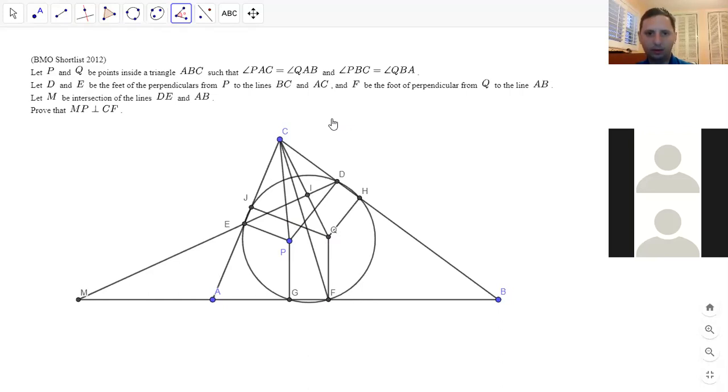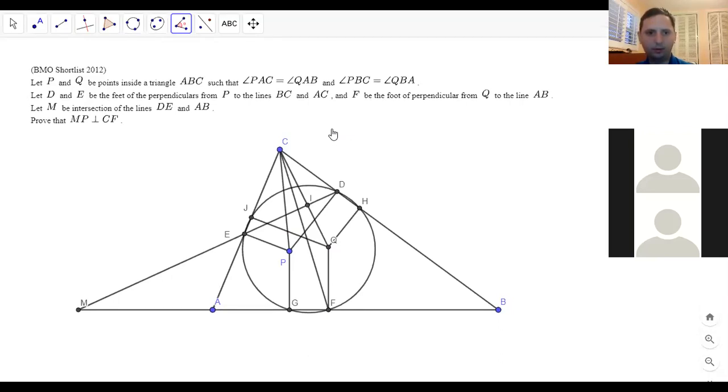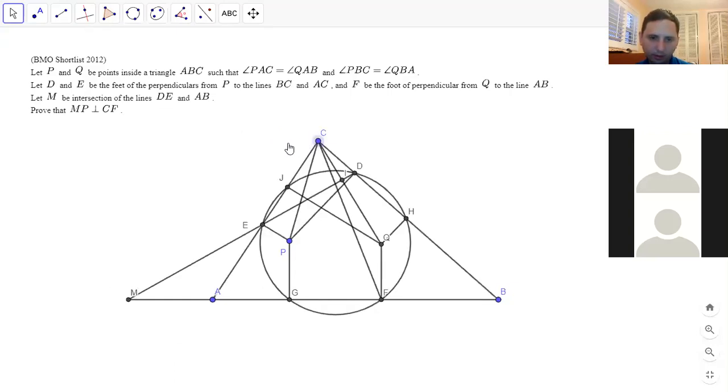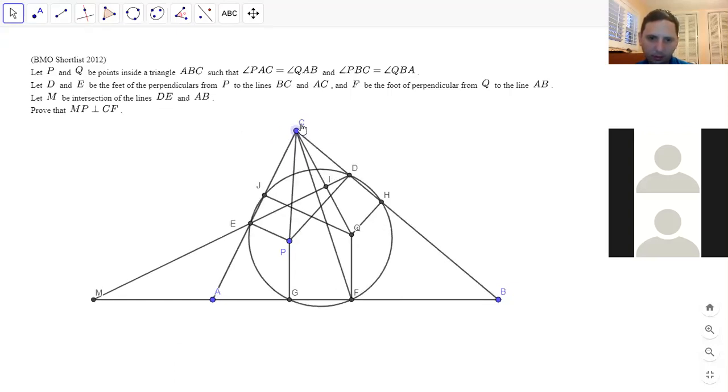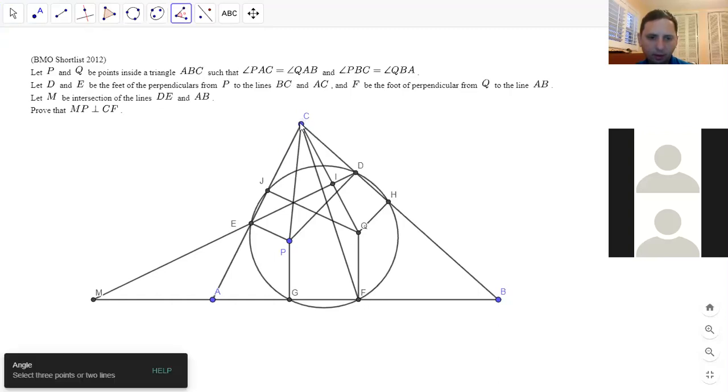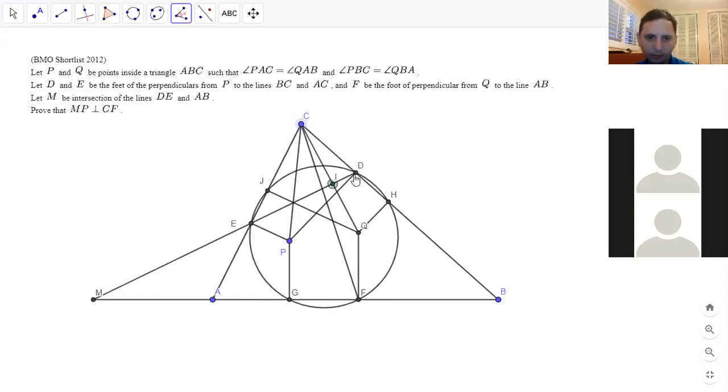Check the chat. Is CQ perpendicular to DE? Let's see. Is it? It looks like it might be. Let me check. Here it doesn't look like it as much. Oh, I think it is. Is that obvious? Let's see in the chat. Yes.